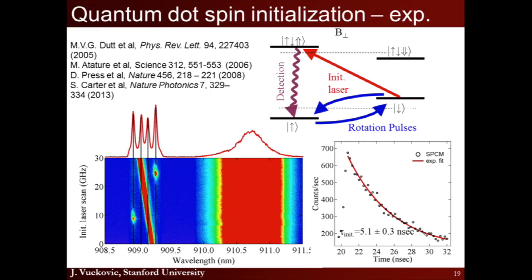So bottom left, as we tune the broad line on the left, the colorful plot first on the left. As we tune the laser, these side transitions light up, which means that we're pumping spin to spin up or spin down state. And the rotation pulses are tuned to pi pulses and are on all the time. And on the bottom right, you see spin initialization time, which we can measure from this experiment, which is on the order of 5 nanoseconds. So it takes us about 5 nanoseconds to use this optical method to pump electron spin into spin up or spin down state.